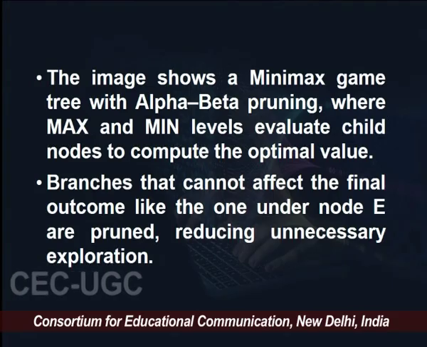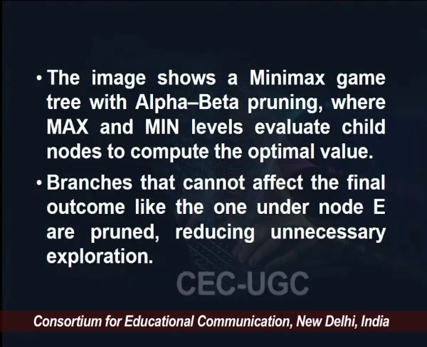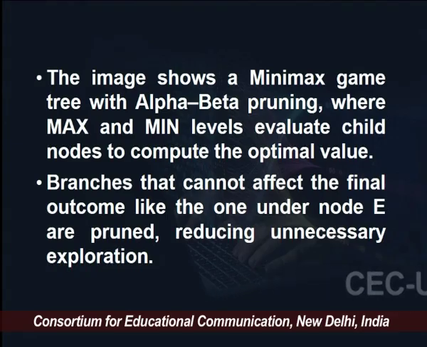The image which we have just seen was actually of a Minimax game tree combined with alpha beta pruning, where max and min levels, as we have seen, evaluate the child nodes to compute the optimal value. The right branch of the node E is pruned in this tree with the help of alpha beta pruning, because we have reached the conclusion that this branch on the right of E is not going to affect the final outcome, and because of this pruning, unnecessary exploration and computation is reduced.